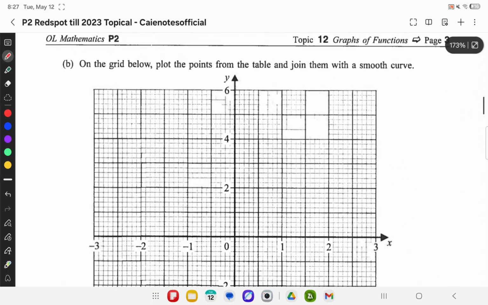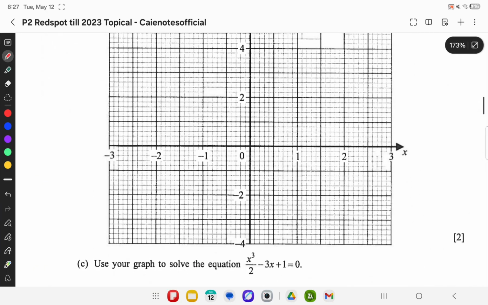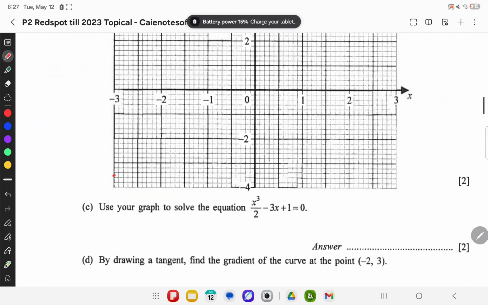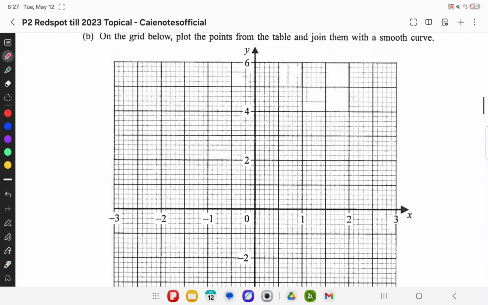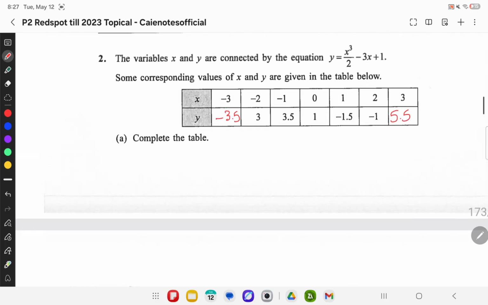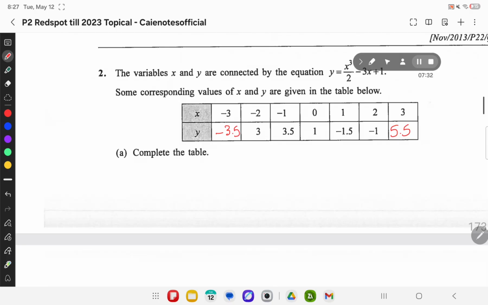Now at -3, it is -3.5. At -2, it is 3. At -1, it is 3.5. But before I plot it, I need to plug in my tablet in charge.